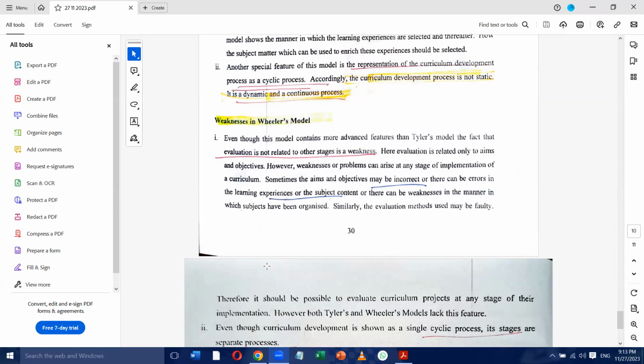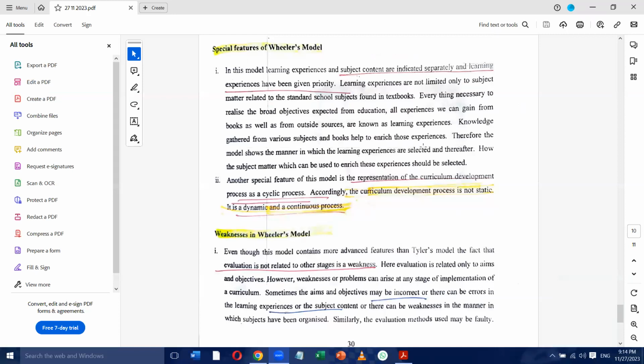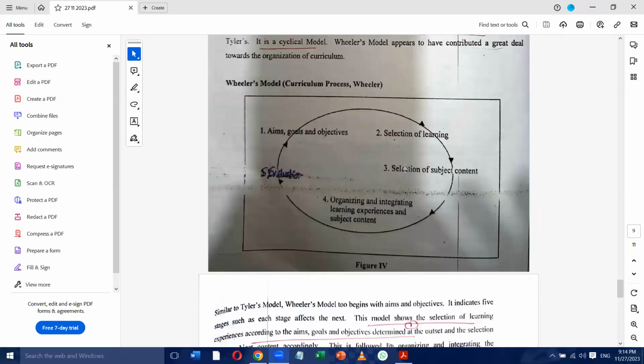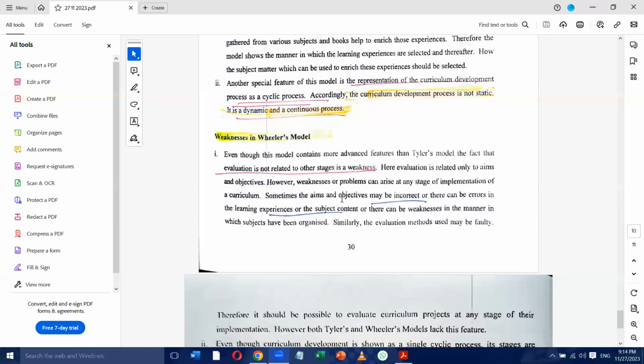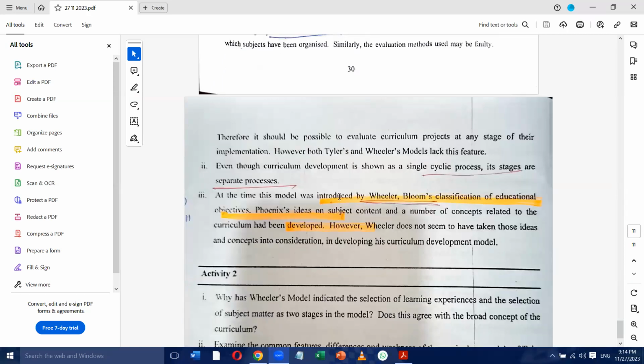Sometimes the aims and objectives may be incorrect, or there can be errors in the learning experience or the subject content, or there can be weaknesses in the manner in which subjects have been organized. Similarly, the evaluation methods used may be faulty, because the evaluation doesn't have interconnections with the learning methodology and the organizing of the subject content, so there can be some other problems. Therefore, it should be possible to evaluate curriculum projects at any stage of their implementation. However, both Tyler's and Wheeler's models lack this feature.